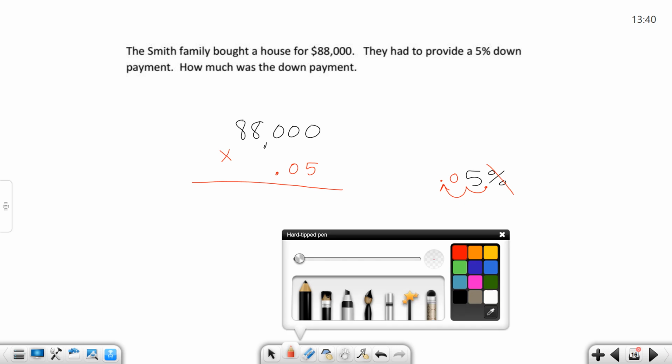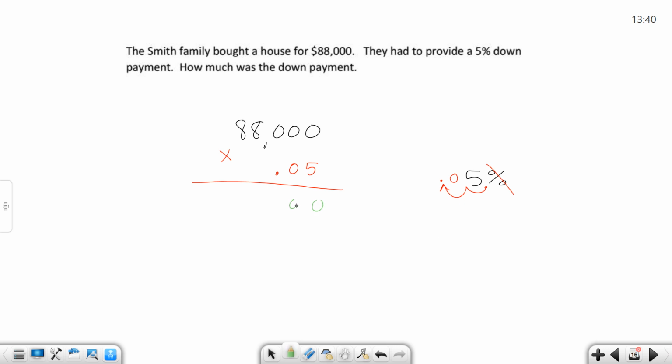So when I multiply this out, I'm going to get 0, 0, 0. 8 times 5 is 40, and 8 times 5 is 40 with the 4, so that would be 44. Now I'm going to move my decimal 2 places in the product as well. And so the down payment is $4,400. And that's how that would look.